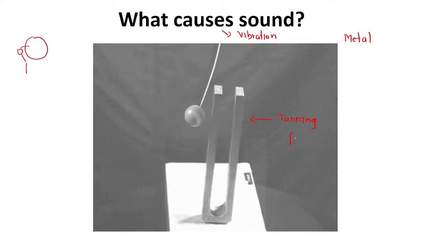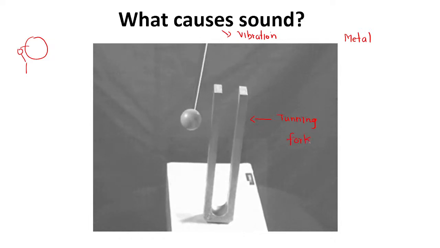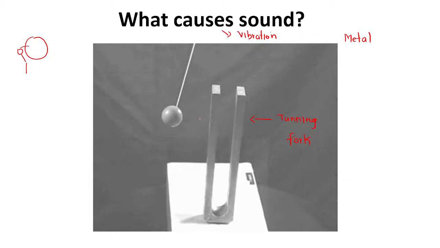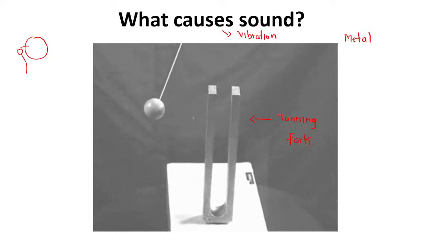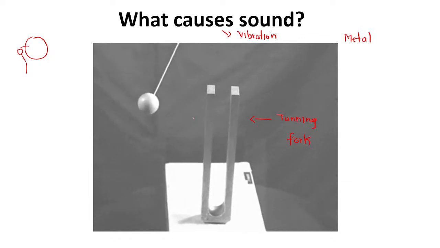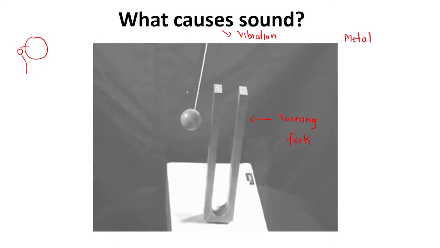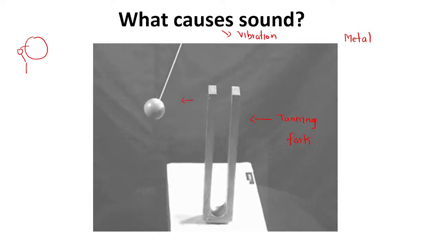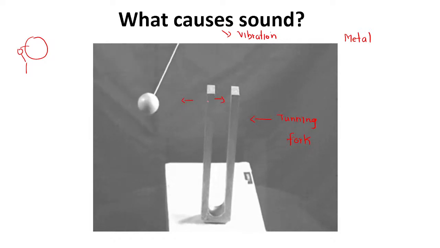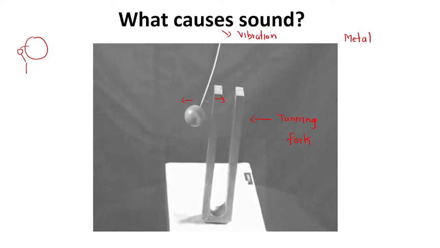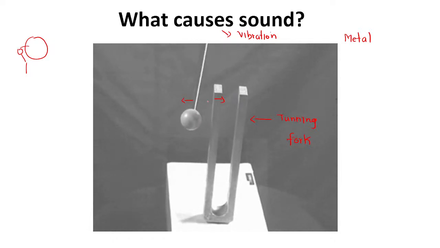When you strike this, it's basically a device which is made up of metal. When you strike the tuning fork against some hard object, you see these plates of the tuning fork are moving back and forth, isn't it? They are moving here and there. These metal plates are moving from left side to the right side. That means they are vibrating.